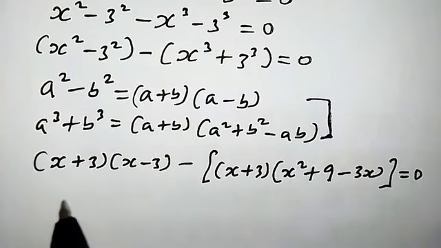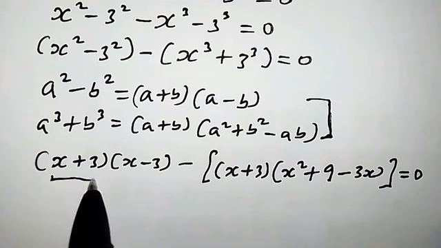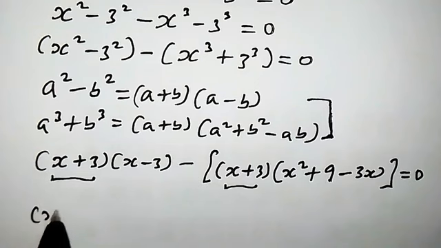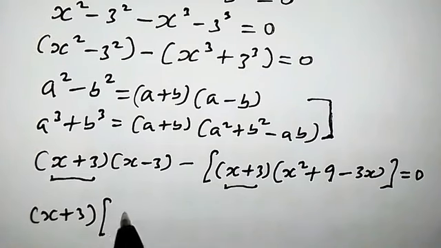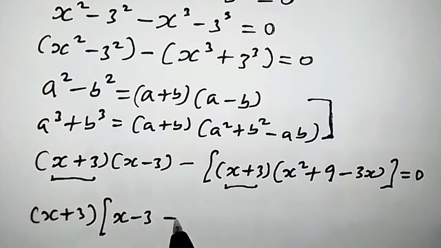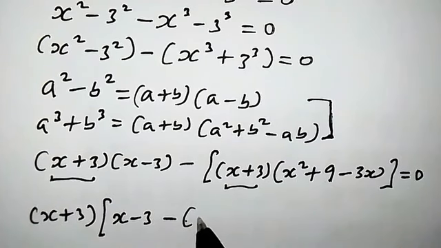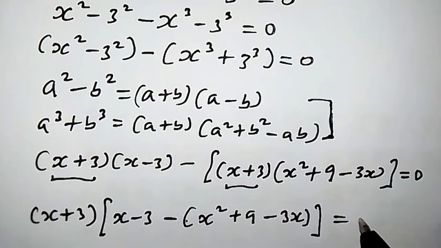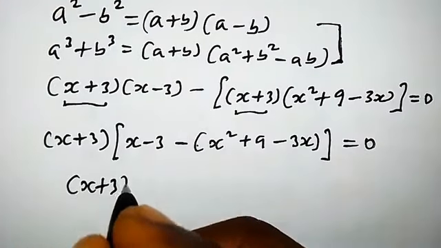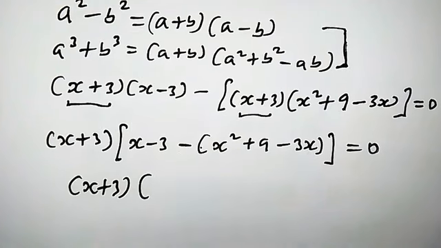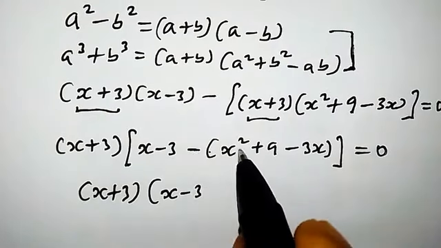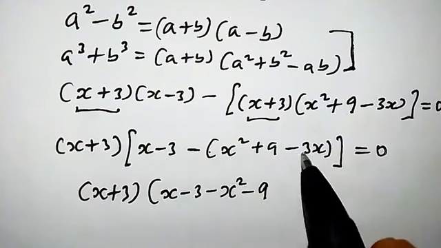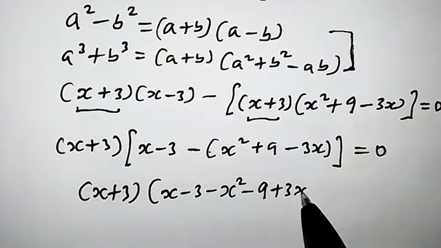So let's proceed further. You observe that we have x plus 3 here, likewise here. So we can easily pull it out. So we're going to have x plus 3 into x minus 3 minus into this guy, x square plus 9 minus 3x, everything equals 0. So we have x plus 3 times, let's consider the entity in this bracket. So we have x minus 3 minus times x square, that is negative x square, minus times 9, that is negative 9, minus times negative 3x, that is plus 3x, equals 0.